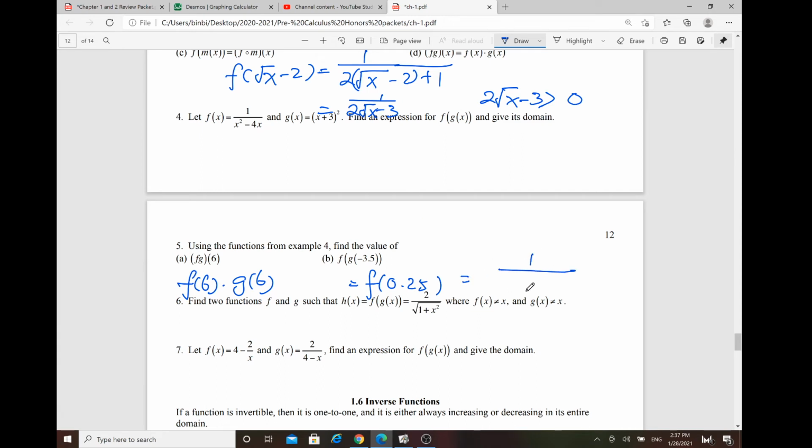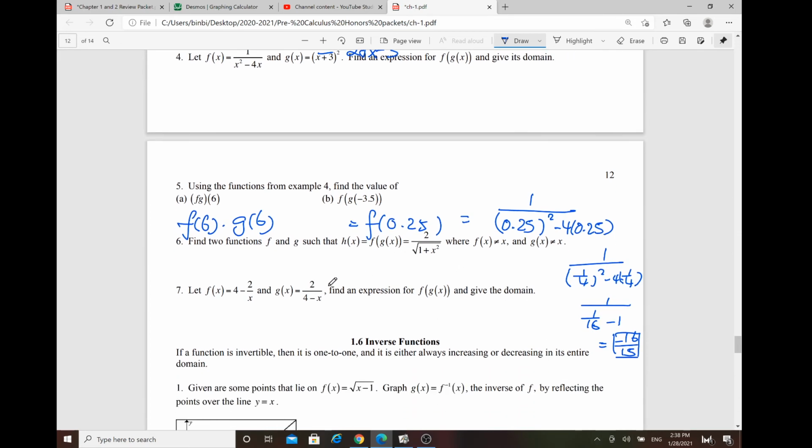So it's 1 over 0.25, quantity squared, minus 4 times 0.25. We're using that as a fraction, so 1 over 1/4, quantity squared, minus 4 times 1/4. So 1 over the quantity of 1 over 16 minus 1. This one subtracts, so it's negative 15 over 16. Take the reciprocal, so negative 16 over 15. And then the rest of this, they're quite similar, so try to finish that with the practice.